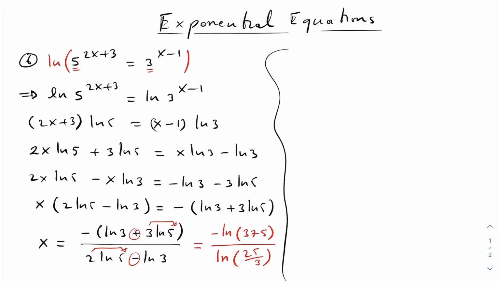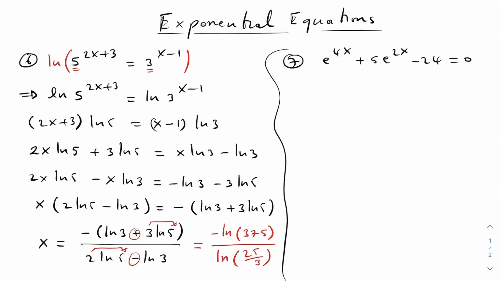All right, so let me give you one last example, which is of course different from what I've given you so far. I'm going to give you here e to the power of 4x plus 5 e to the power of 2x minus 24 equals 0.